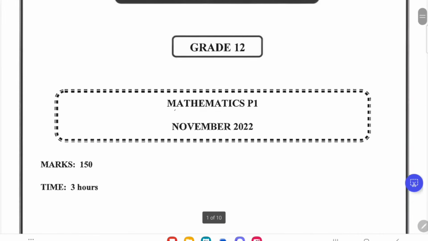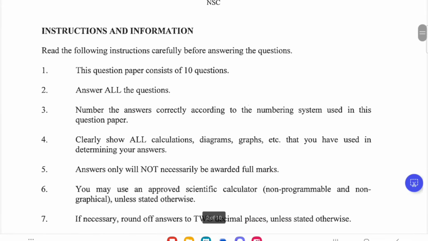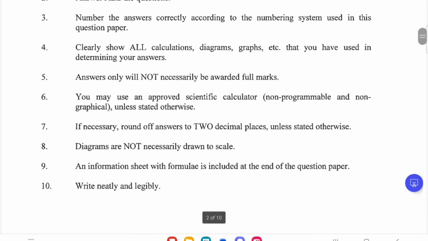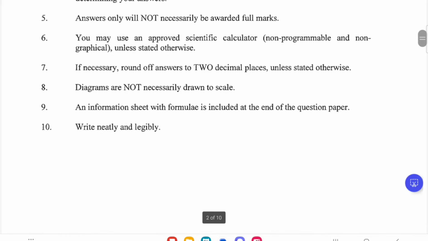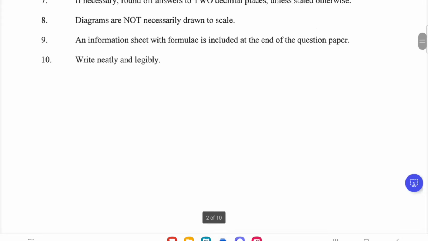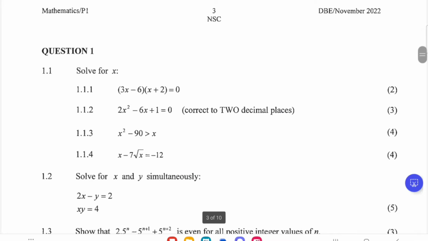Okay, so it's again the usual. The total marks is 150 and it is 3 hours. So make sure you plan your time very effectively. Just remember that wherever they do not tell you to, just round off to two decimal places. So as long as they don't tell you to round off to a specific amount, then by default, just round off to two decimal places. And write neatly and legibly and so on. So we can go ahead and move on to the first question.